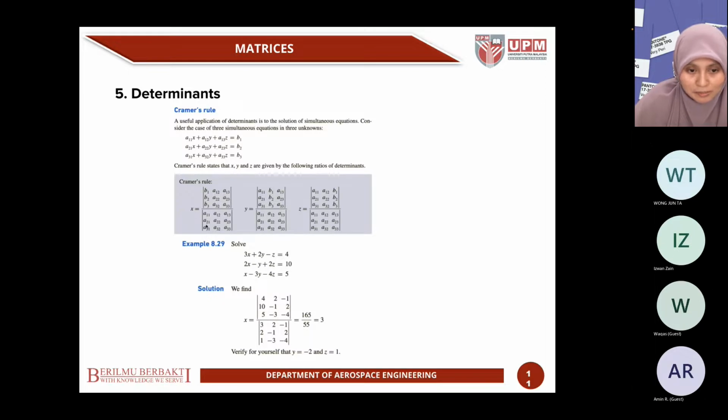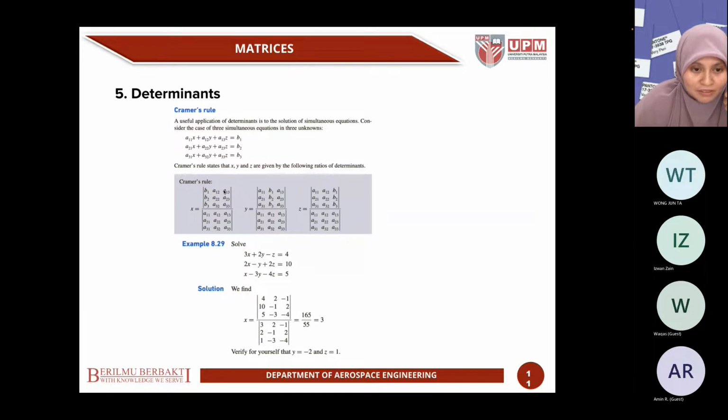So for matrix A, the determinant is in the denominator here. So 3, 2, minus 1, 2, minus 1, 2, 1, minus 3, minus 4. So these are the determinants. Okay, determinants for matrix A, this part. And then remember to find X, okay?